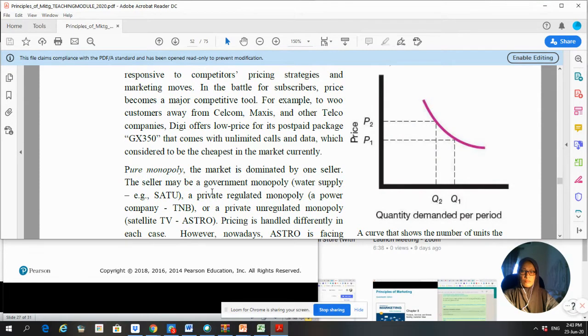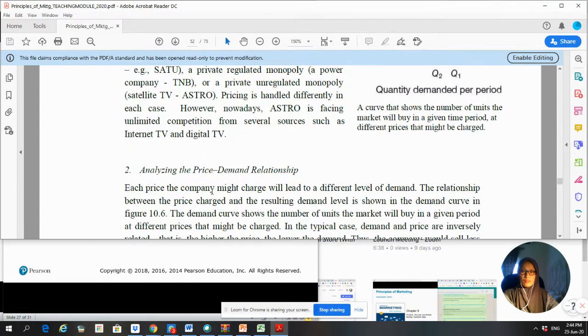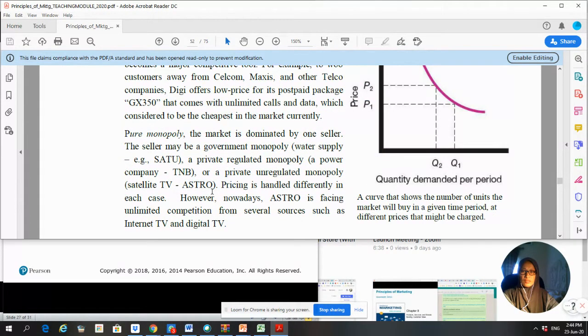Then next is pure monopoly. Yeah? Pure monopoly. Like I said just now, monopoly, like TNB, a power company, and then satellite TV. Satellite TV, nowadays I don't think Astro is still the only player in Malaysia providing a satellite digital television network, because nowadays Astro is being challenged heavily by Netflix, the other one is iflix, and many more. And then the newest one, what is it? SLTV, yeah, the digital TV channel. Yeah, it's very cheap.